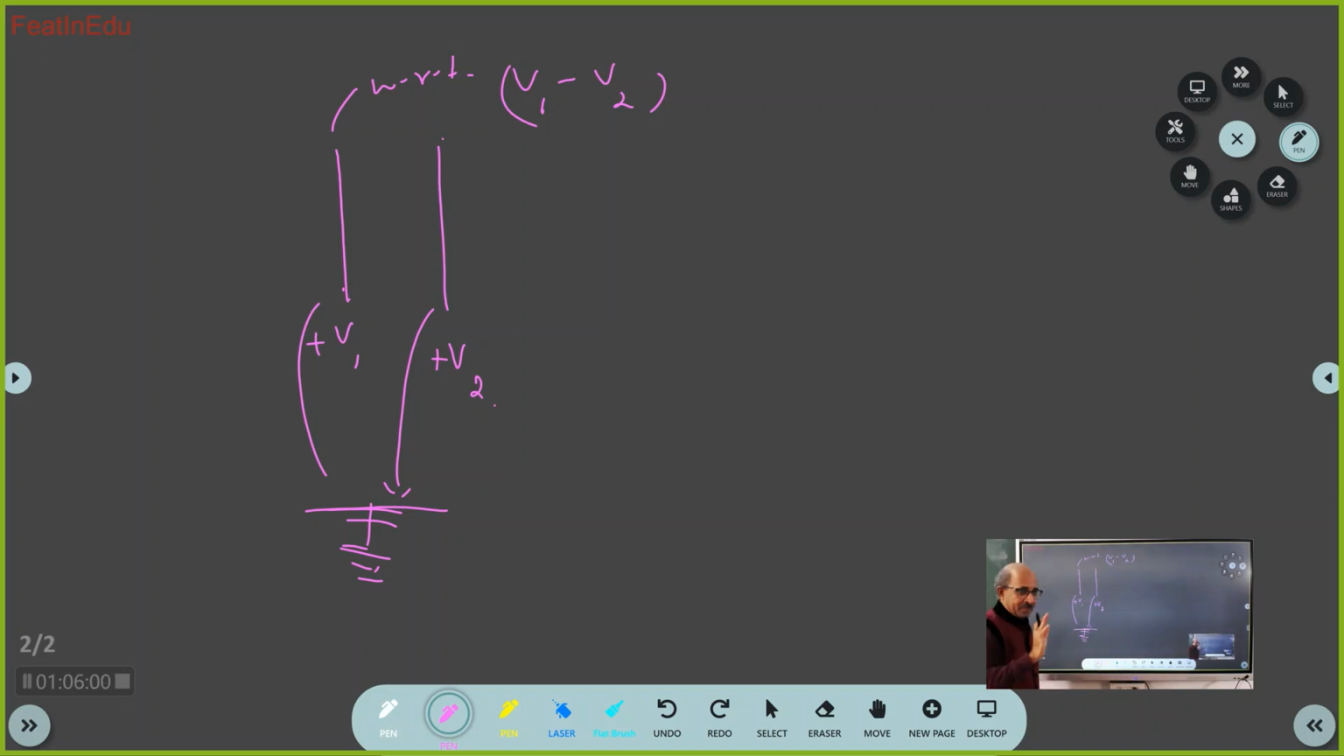Now, supposing this V2 is minus, then what is the potential of this with respect to this? V1 minus of minus V2. That will become V1 plus V2.